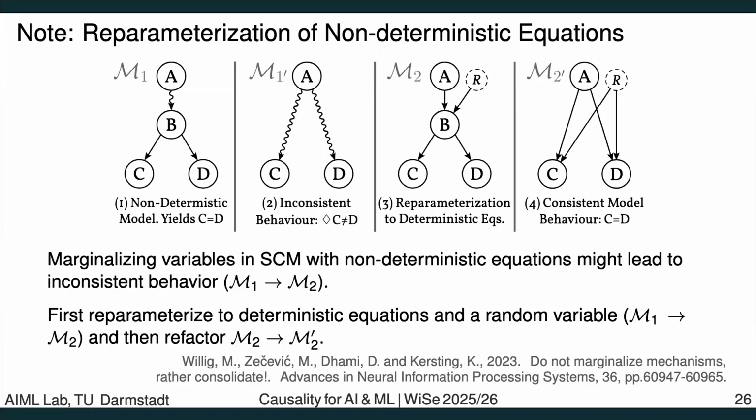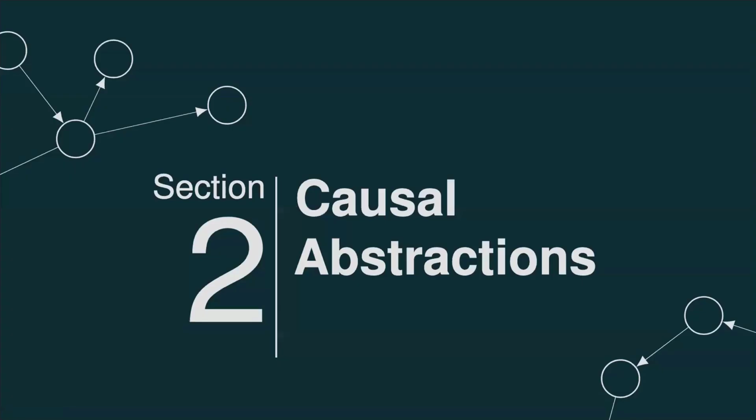Then we have this M2 causal model, which has an explicit notion of this noise term, and then you can marginalize it out so that the noise in CNT stays the same. Just a quick note to not make this mistake. Yes.